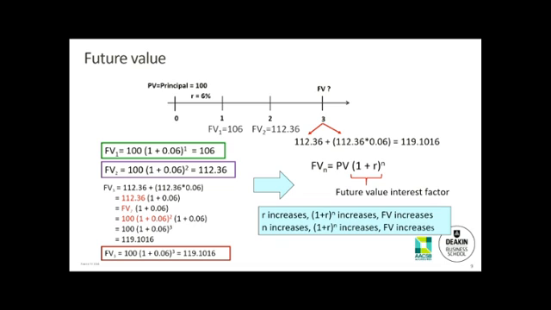We have the future value equation. Future value equals the present value times (1 plus r) to the power of n. r is the interest rate, and n is the number of compounding periods, or number of years. If we compound the cash flow annually, n represents the number of years.